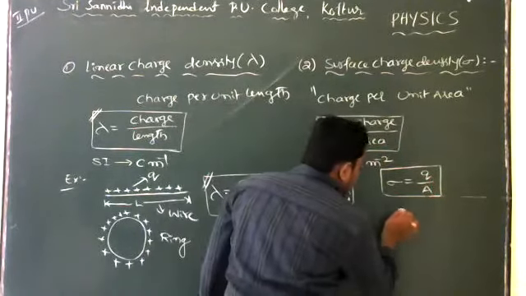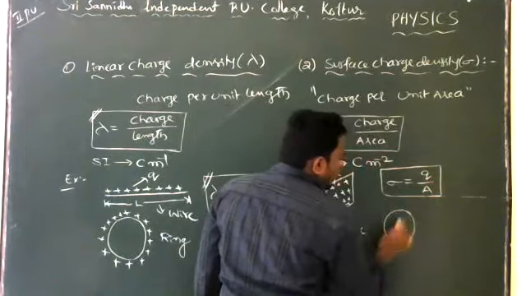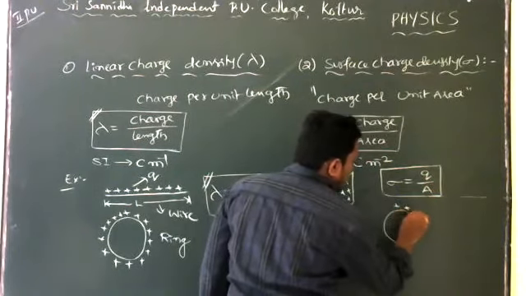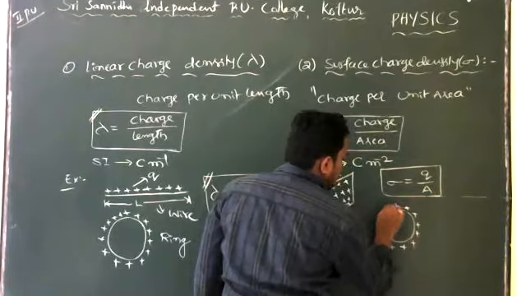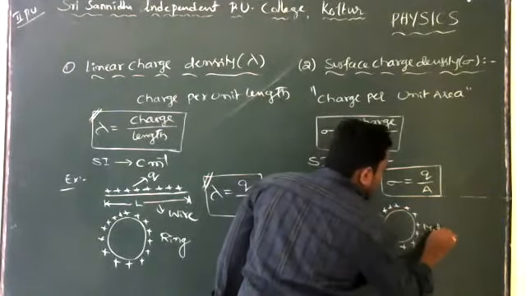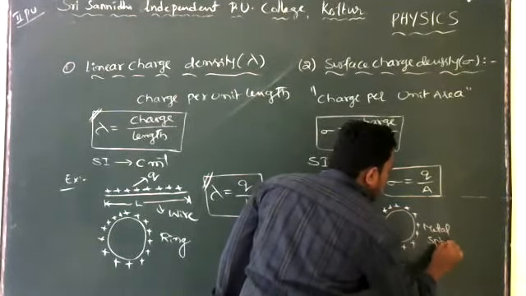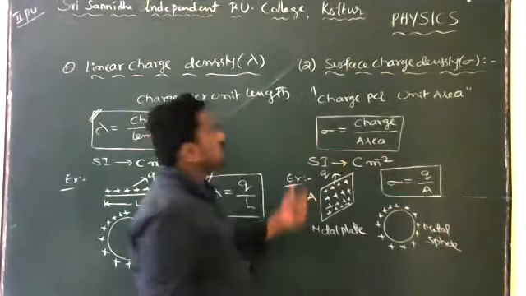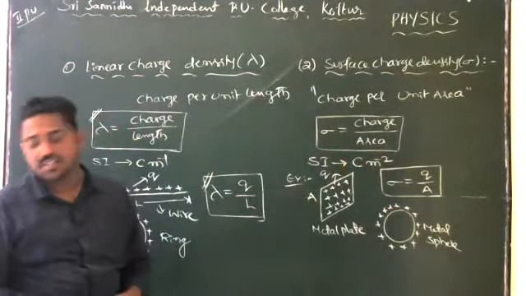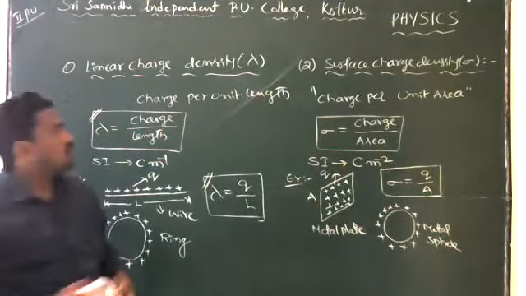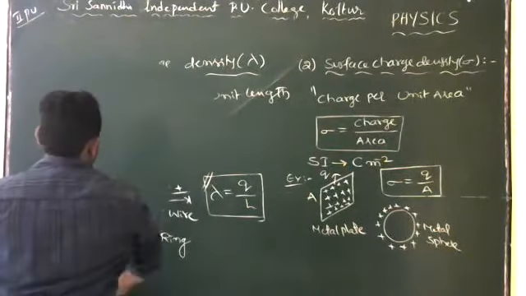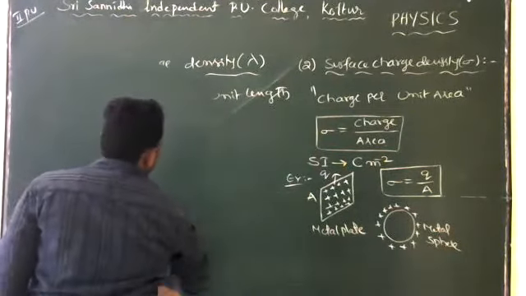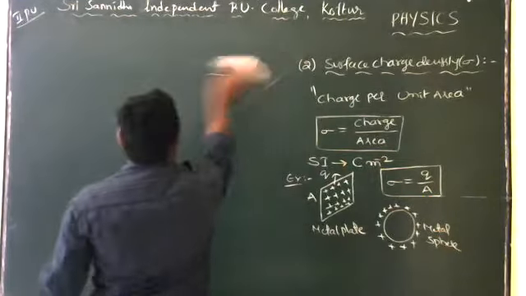Another example is a conducting metal sphere. So this is a metal sphere. When a charge is continuously distributed on a metal sphere, these are the examples for the surface charge density. So next one, volume charge density. It is denoted by the symbol rho.